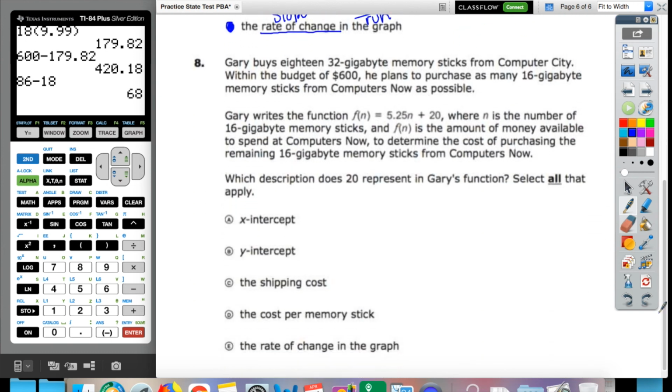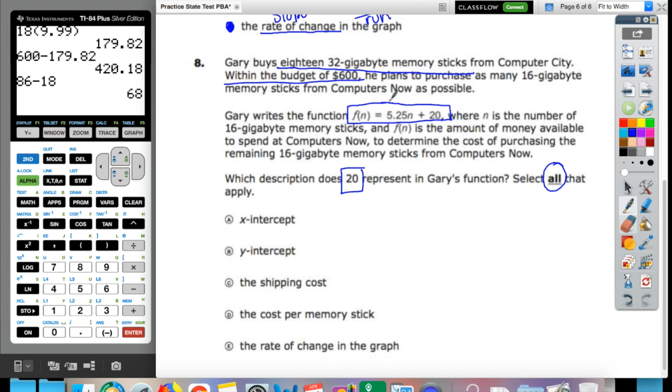And last, number 8. Gary buys 32 gigabyte memory sticks from Computer City. Within his budget of $600, he plans to purchase as many 16 gigabyte memory sticks as possible. He has the same equation, F of n equals 5.25n plus 20. N is still your 16 gigabyte memory sticks, and F of n is still the amount of money available to spend at Computers Now. And he's still using that equation to determine the cost of purchasing the remaining 16 gigabyte memory sticks. So same information we had before. This time we want to know what description does 20 represent in his function. Select all that apply, so we're going to have more than one.